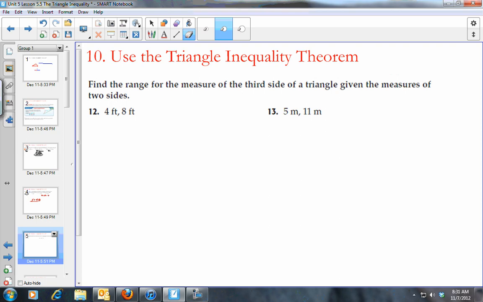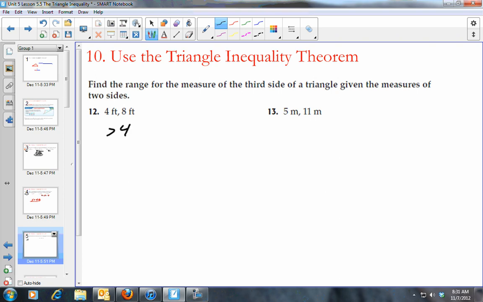Oh, they ask us that now. Find the range for the measure of the third side of a triangle given the measures of two sides. So, first, let's see if the third side was the shortest of the 3. It's got to be bigger than what? It's got to be bigger than 4, doesn't it? Okay, 4 is the bottom of the range. Okay? That third side must be greater than 4.